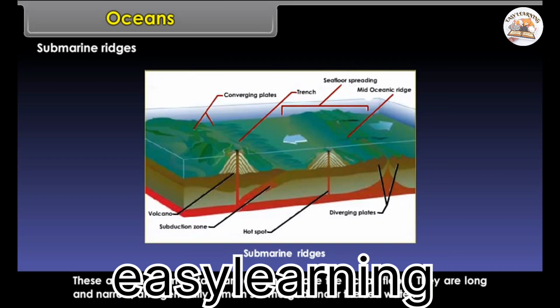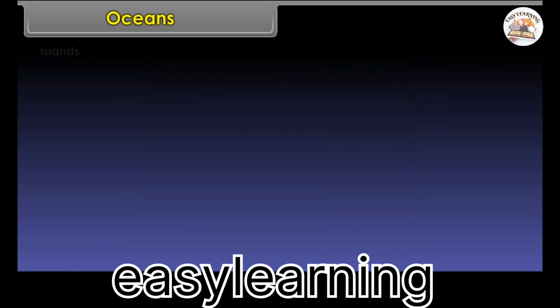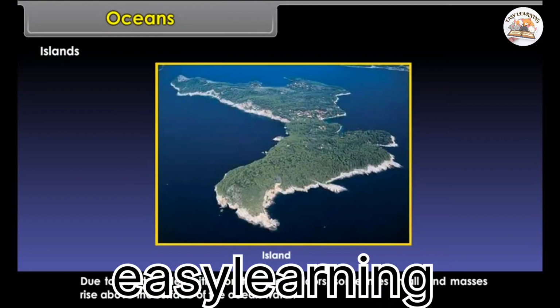Submarine ridges. These are like the mountain ranges rising above the ocean floors. They are long and narrow and generally remain submerged under the sea water.